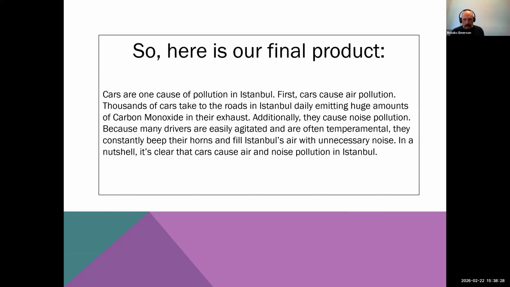Then our first supporting idea. First, cars cause air pollution. And then our longer explanation. Thousands of cars take to the roads in Istanbul daily, emitting huge amounts of carbon monoxide in their exhaust. Now we have our transition word, additionally, and our second supporting idea. They cause noise pollution. And then we have our complex sentence explaining how they cause noise pollution.